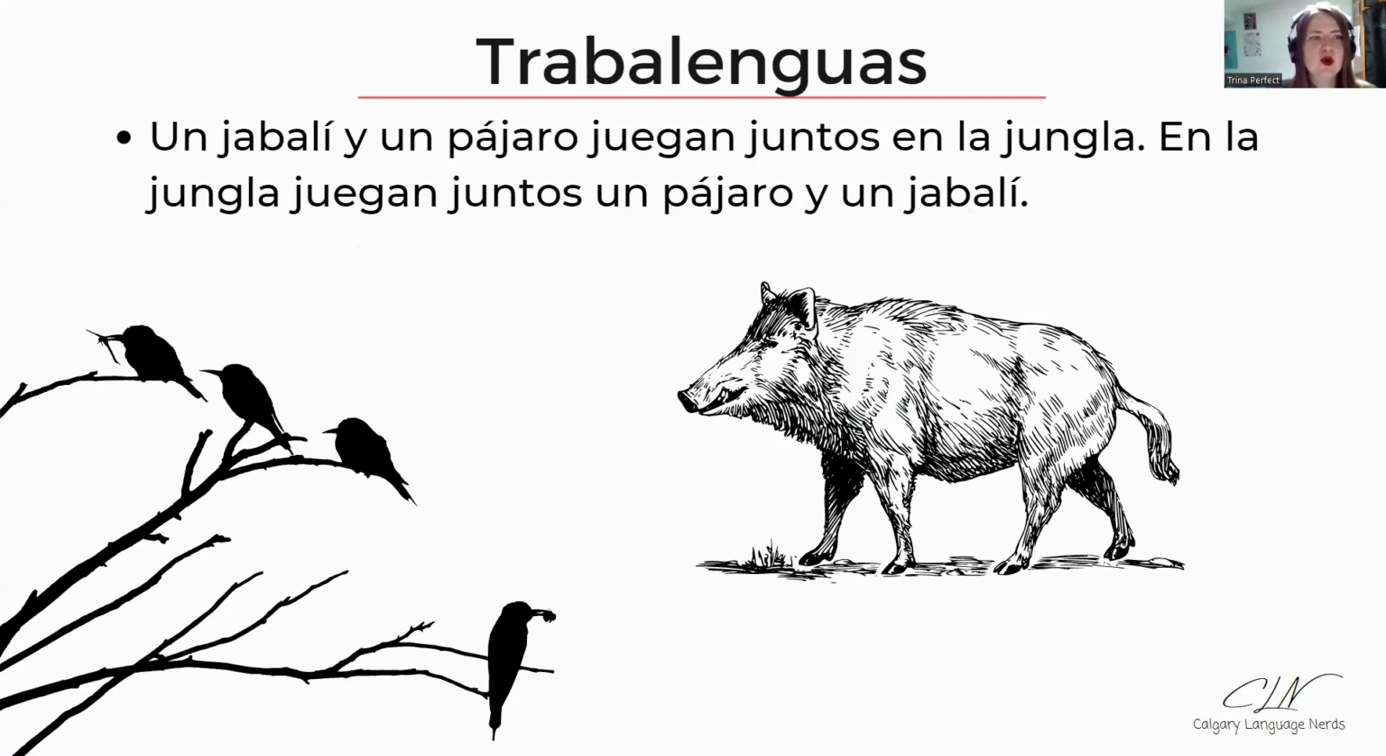Let's try it. Un jabalí y un pájaro juegan juntos en la jungla. En la jungla juegan juntos un pájaro y un jabalí. All right? Yeah, you can speed it up if you feel like. Un jabalí y un pájaro juegan juntos en la jungla. En la jungla juegan juntos un pájaro y un jabalí. Easy, isn't it?